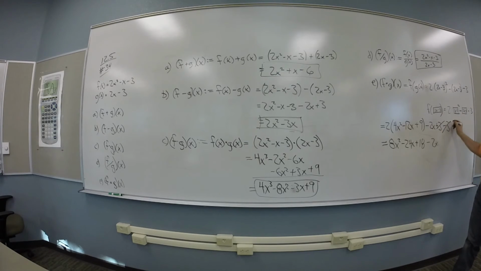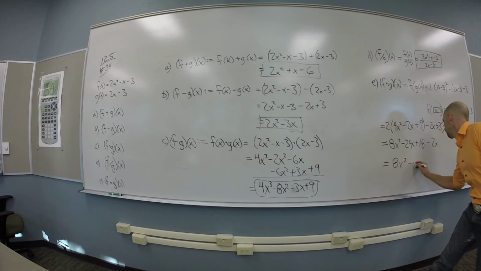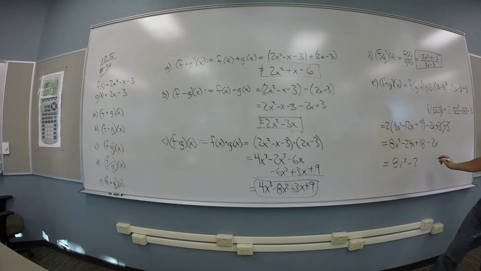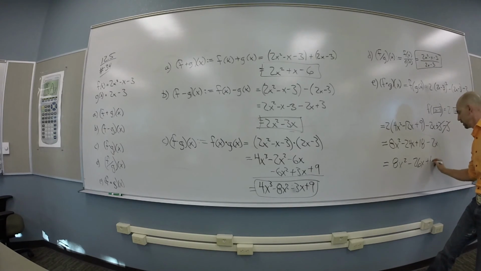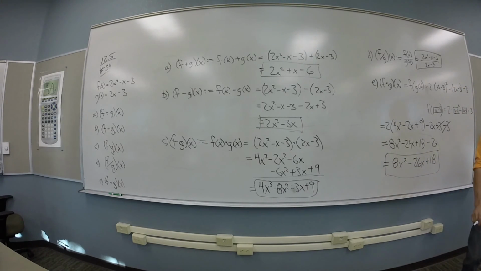Okay, so those two cancel. That's an additive cancel, right? Okay, so then what do I do? Put the minus 2x with the minus 24x. Okay, so I get 8x squared minus 26x plus 18. Okay, cool. Other things? Questions about any of these?